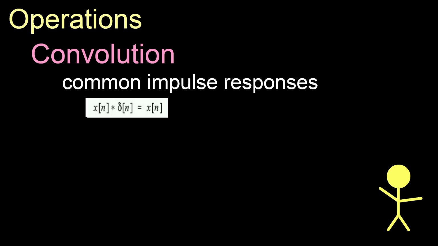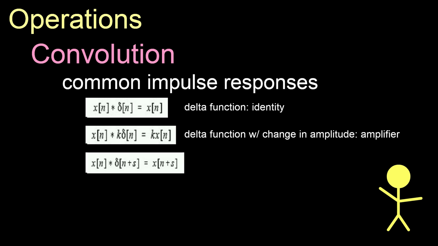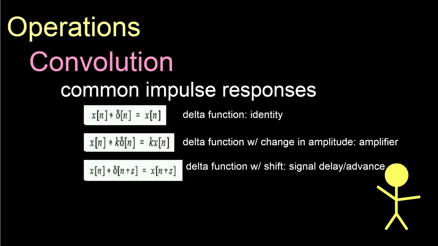Convolving any signal with a delta function results in the exact same signal. This means the delta function is an identity for convolution, just like the number 1 is an identity for multiplication. If the delta function is made larger or smaller in amplitude, the system is an amplifier. The delta function with a shift means the system introduces an identical shift between input and output signals. This is called a signal delay or advance.